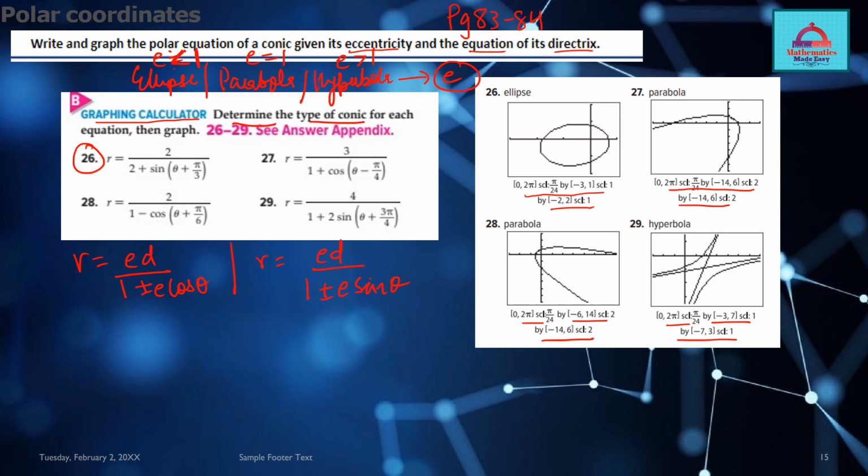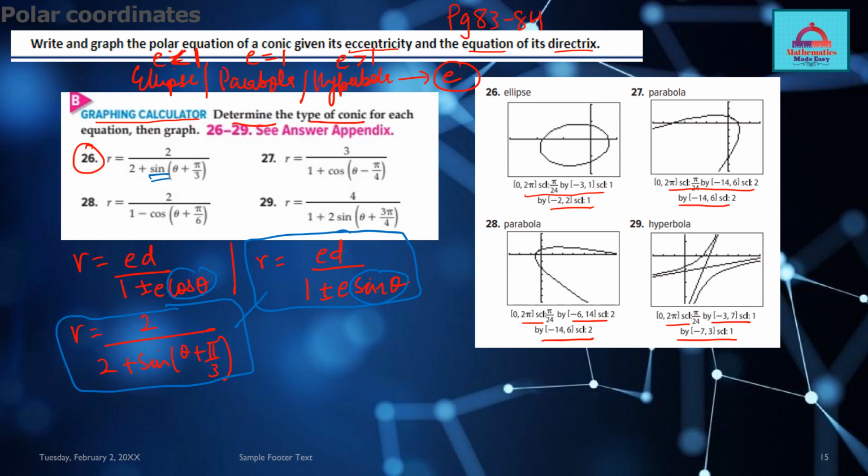So here, how we are going to do it? Let's see. I'm going to first write the equation 2 over 2 plus sine theta plus pi by 3. Now if you compare this equation with this one, so let me just change color to make things easier for you. So compare this equation with this one. Why am I comparing these two equations? Because sine theta is here, cos theta is here, and in this question sine theta is given. So I'm going to compare sine with sine.